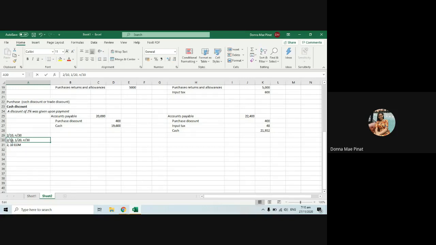So, in this one, it's the same: 2% if paid within 10 days, 1% if paid within 20 days, and no discount if paid from the 21st day until the 30th day. And EOM means end of the month. So the meaning of this is a 2% discount if paid within 10 days after the end of the month. Okay, so I hope that's clear. Now we will discuss what we call trade discount.